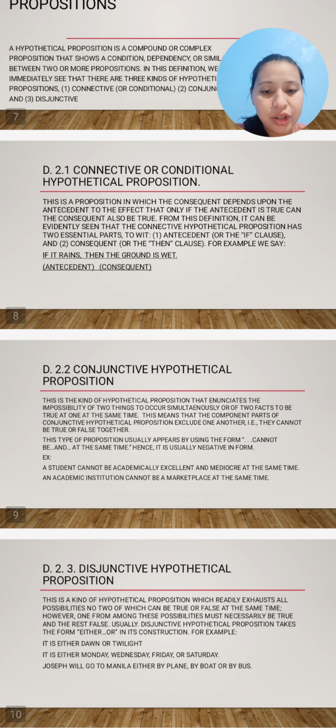Third is disjunctive hypothetical proposition. This is a kind of hypothetical proposition which readily exhausts all possibilities, no two of which can be true or false at the same time. However, one from among these possibilities must necessarily be true and the rest false. Usually, disjunctive hypothetical propositions take the form either or in its contraction.